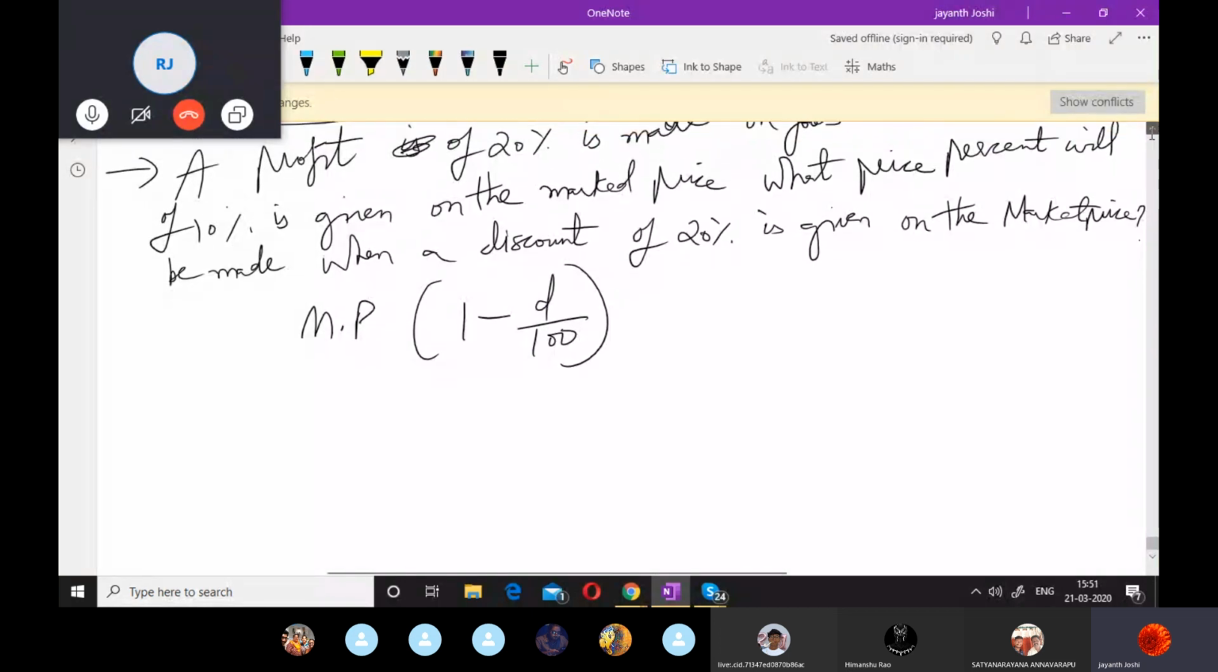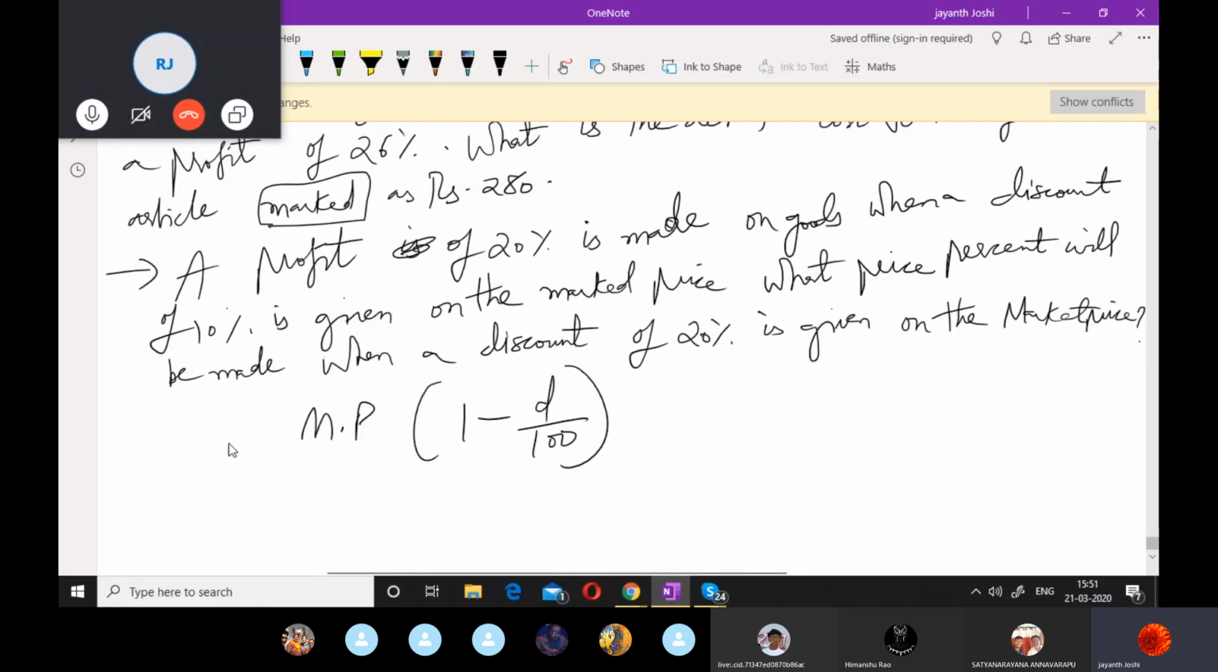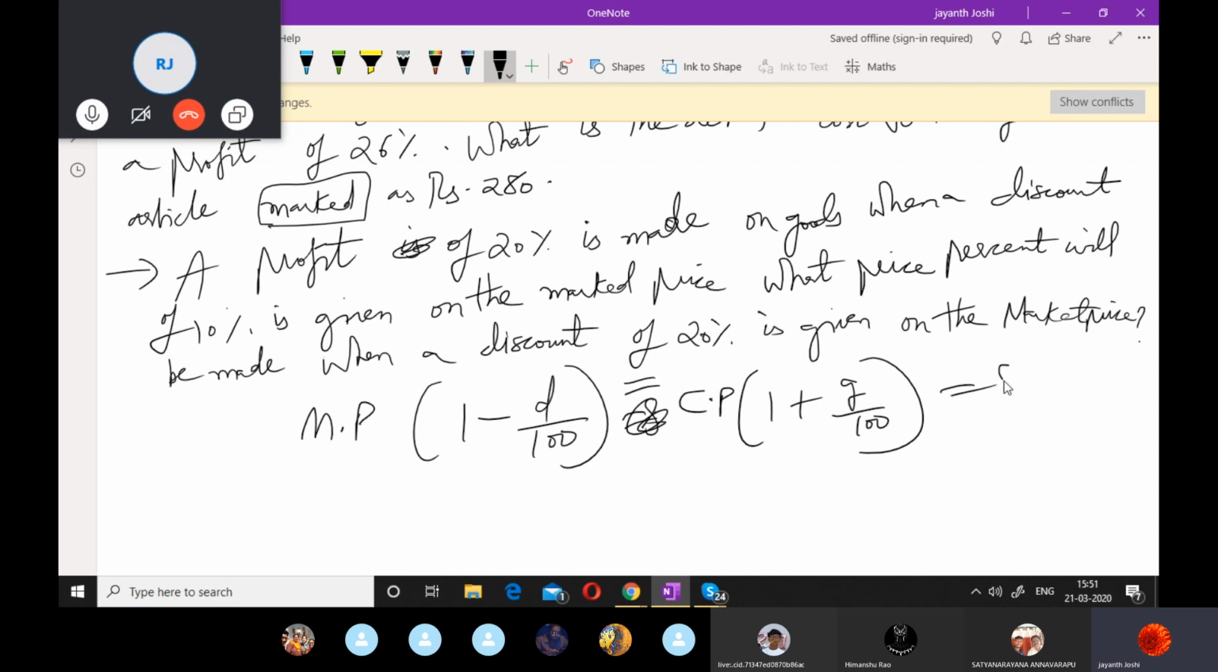So marked price into 1 minus D by 100, or you can write 1 minus D percent also, that is discount percentage. Okay, that is equal to cost price into 1 plus G by 100. So this is the formula. Marked price, when you deduct discount from marked price, you get the selling price. Okay, we'll write like this, is equal to selling price.